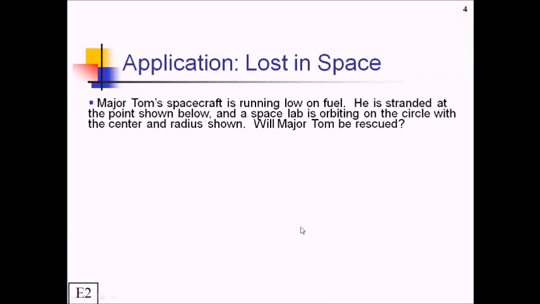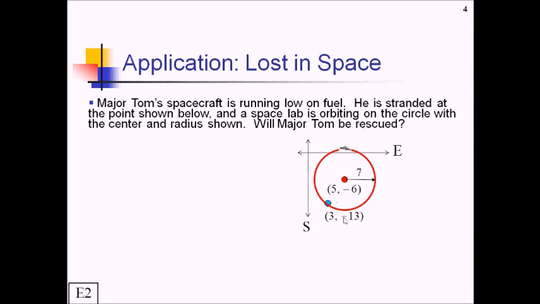We're going to get a little more practice with circles and do a real-life application while we're at it. Major Tom's spacecraft is running low on fuel. He's stranded at a point shown below, right here, 3, -13 we'll call this, and a space lab is orbiting on a circle with the center and the radius shown. So here's the space lab, here is the circle, ooh, isn't that fancy, and here's the radius of that circle, 7. Based on this, will Major Tom be rescued?